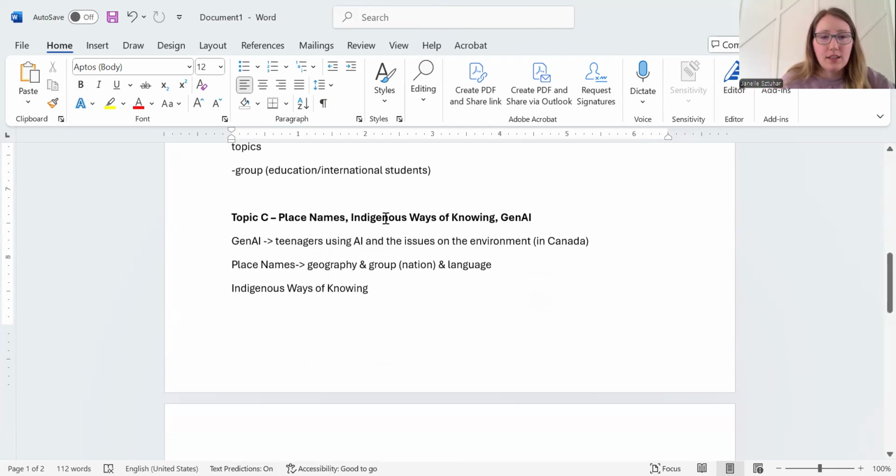If you're choosing the place names or indigenous ways of knowing, geography here is very important. Obviously, the place names are connected to a place. Indigenous ways of knowing are connected to land. So that's going to be an important aspect for you if you're choosing that. And additionally, groups, right? So which indigenous peoples or communities are you looking at, right? We don't want to generalize things here. And same with the place names, right? And the groups that either gave them those names or were living on the land.